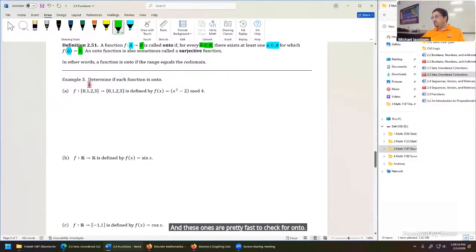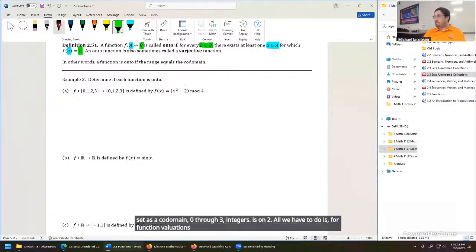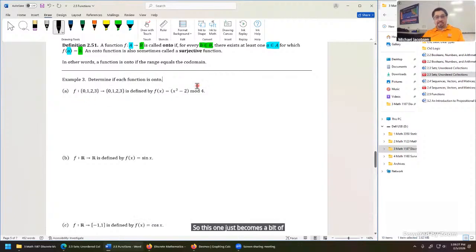We want to determine if f from the domain 0, 1, 2, 3 to the same set as a codomain 0 through 3 integers is onto. All we have to do is 4 function evaluations at the maximum. So this one just becomes a bit of a review topic on modulus itself. We can compute starting with f of 0. F of 0 is not too bad, except it's a -1 again. We'll get -2 mod 4.